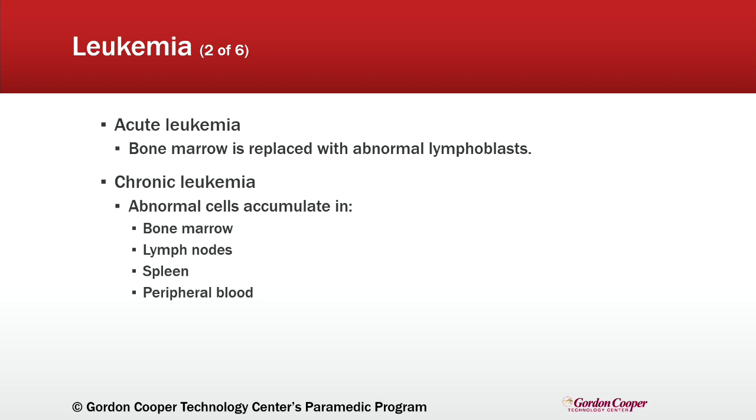However, in acute leukemia, the bone marrow is replaced by abnormal lymphoblasts completely. So in chronic leukemia, abnormal mature lymphocyte cells accumulate in the bone marrow, lymph nodes, spleen, and peripheral blood. The presence of these is often discovered completely by chance through a routine blood exam.